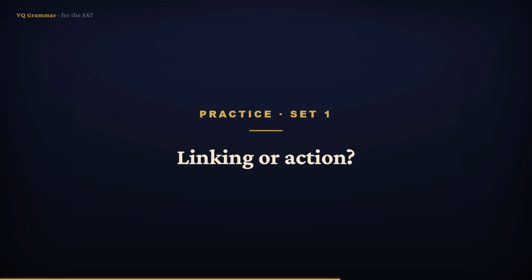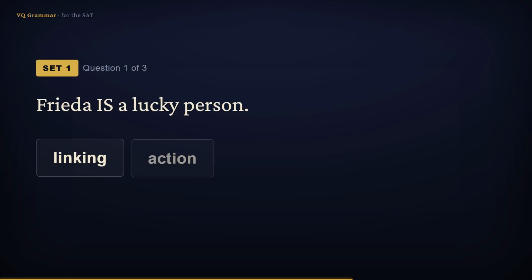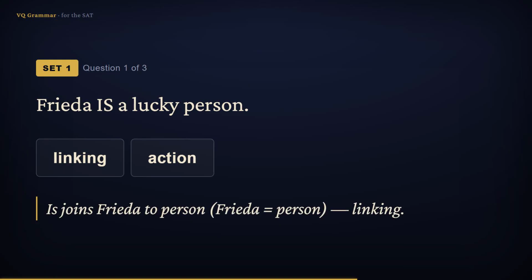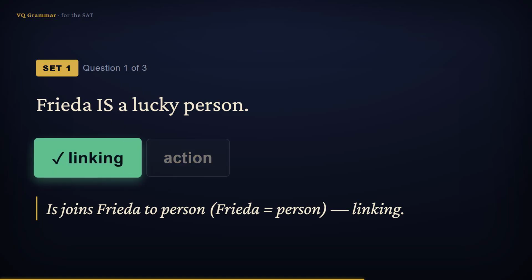Let's practice. The verb is shown in capitals. Decide whether it's a linking verb, joining the subject to a word about it, or an action verb. Try the be test and pause before I answer. Frida is a lucky person. Is joins Frida to person. Frida equals a person. That's a be verb doing pure linking, so the answer is linking.